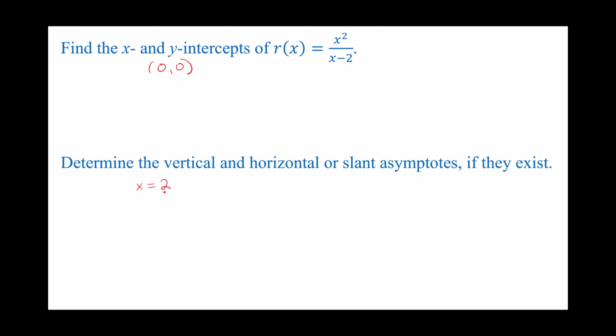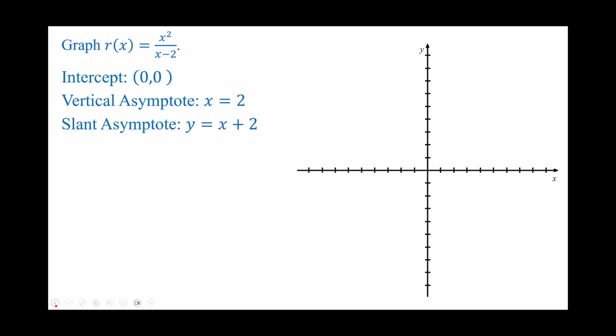The numerator has a degree 1 higher than the denominator, so there is a slant asymptote, and we can find that slant asymptote. We can actually use synthetic division for this one, or you could use long division. 2 times 1 is 2, 2 times 2 is 4. We ignore the remainder, so our asymptote is a slant asymptote, and we get y equals x plus 2. Let's graph this function.